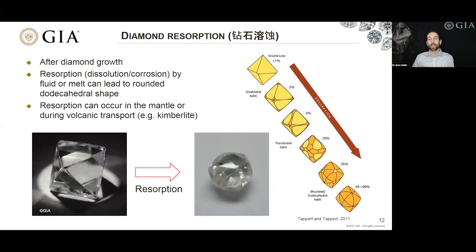A common process affecting many diamonds is something called resorption. Magma or hot fluid can etch away part of the diamond crystal surface and change its shape. Octahedral crystals often get resorbed into more rounded shapes that look like a dodecahedron.